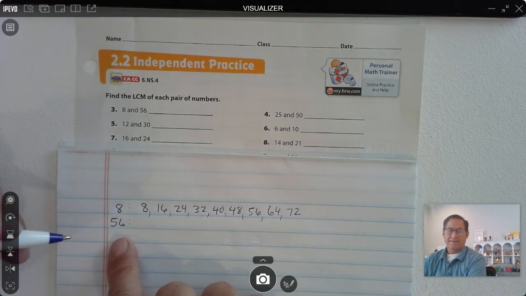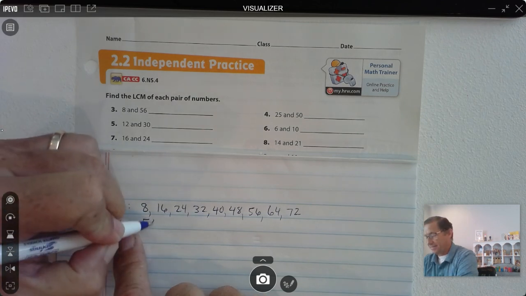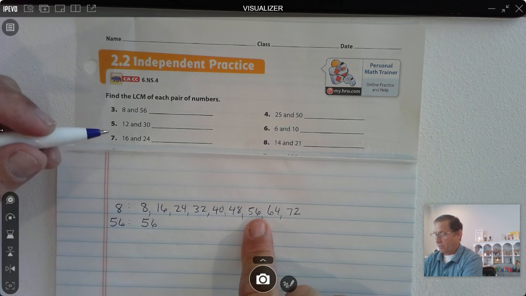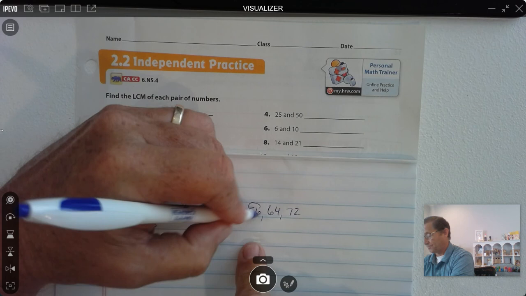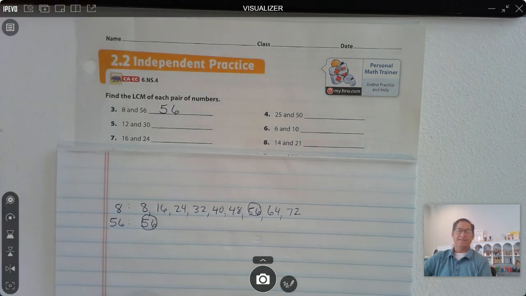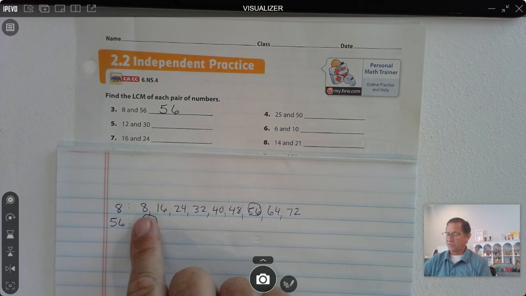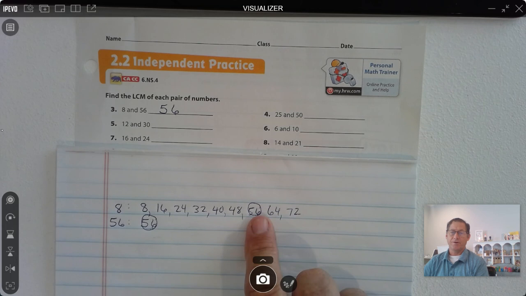Well, I noticed that the smallest multiple of 56 is 56, right? Well, we already know that 56 is a multiple of 8. So we already know that the least common multiple has to be 56. So there's no reason to list out all the multiples of 56 if we already know that the smallest multiple of 56 is 56, and that 56 is a multiple of 8.